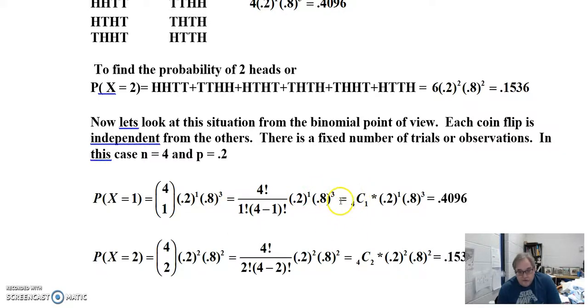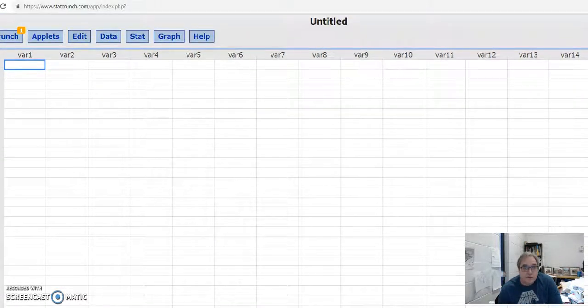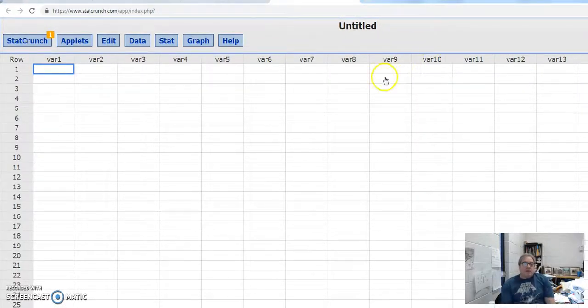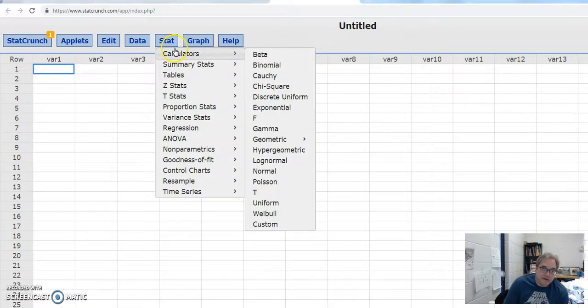If it's 1 success, 2 success, 3 success, whatever. Now, if you want to write them all out and do them by hand, you are welcome, but I would prefer that we use StatCrunch. And assuming we can get into StatCrunch, the main button that we use here is Stat, and you would go to Calculator. And in this case, we'd go to Binomial, because that's what we're talking about.